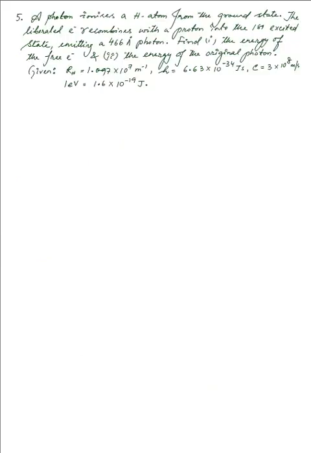Now in the next bit we have a photon which ionizes a hydrogen atom from the ground state. The liberated electron, because of the ionization, as it goes up, recombines with a proton into the first excited state, thereby emitting a 466 angstrom photon. So what we need to find is firstly the energy of the free electron, and secondly the energy of the original photon, which was responsible for all of that.